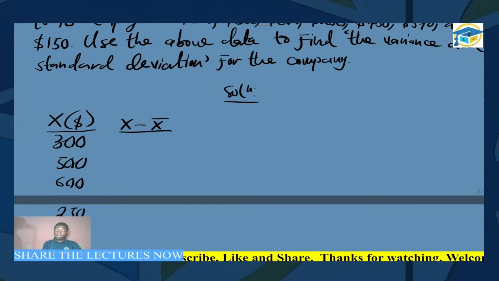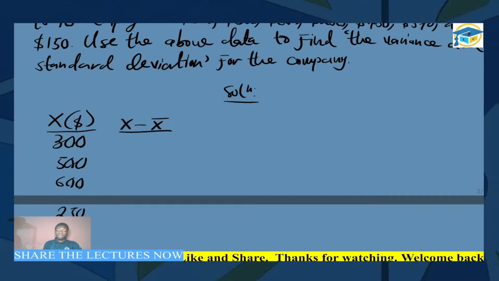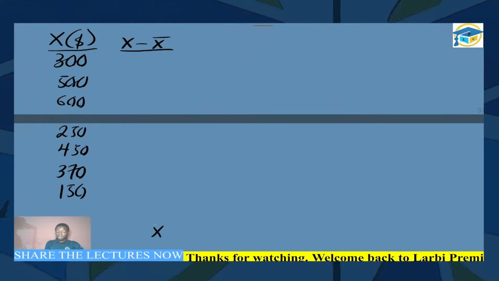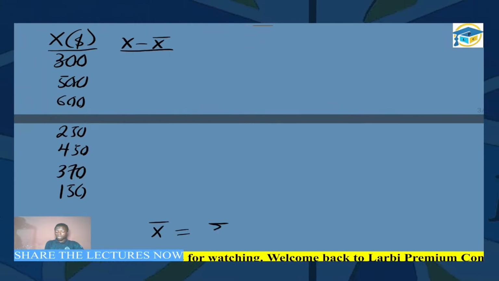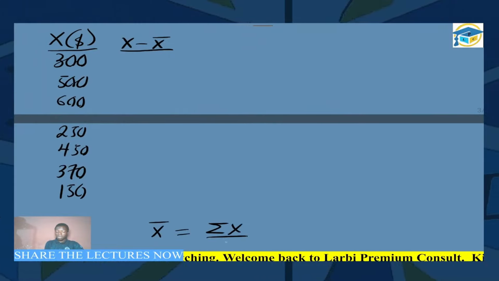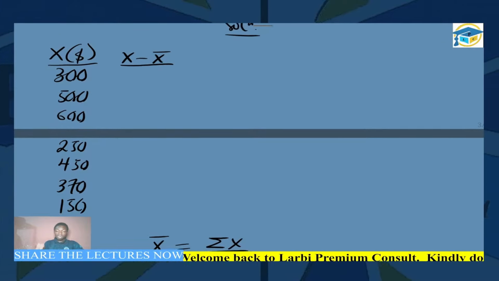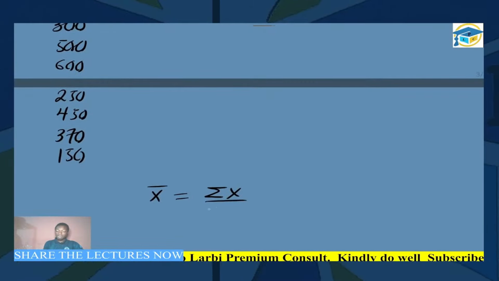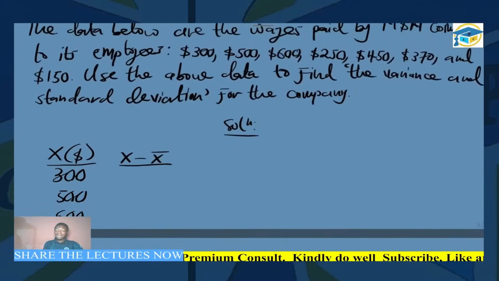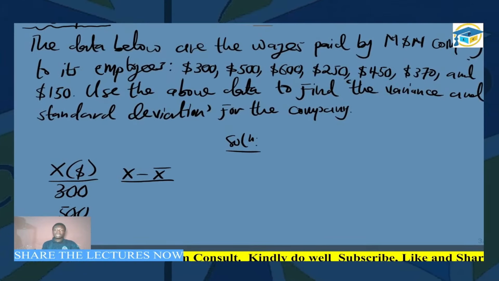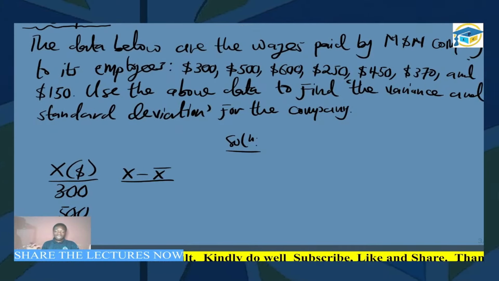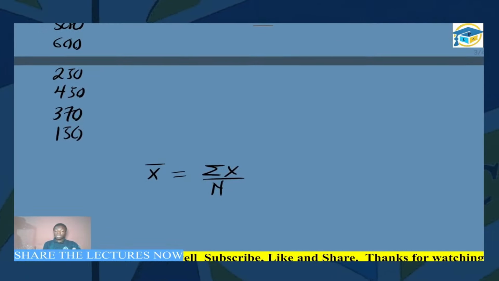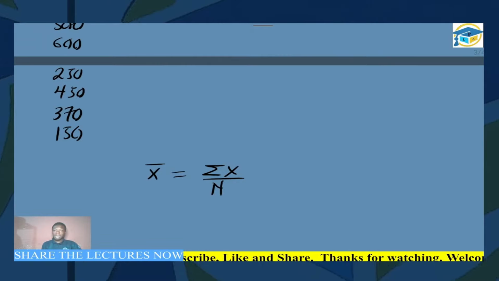Right. So how do you find that X bar then? This is the mean of the data. So to find the mean, we always say that the mean for this data is going to be summation X divided by N, since this is data for a population, you are going to use the capital N. Because we were told that these are the data for the wages paid by M&N to this company. It didn't say part of it, it just said the data. So this is a population, the data for the wages being paid by the M&N company. I hope that is fine.